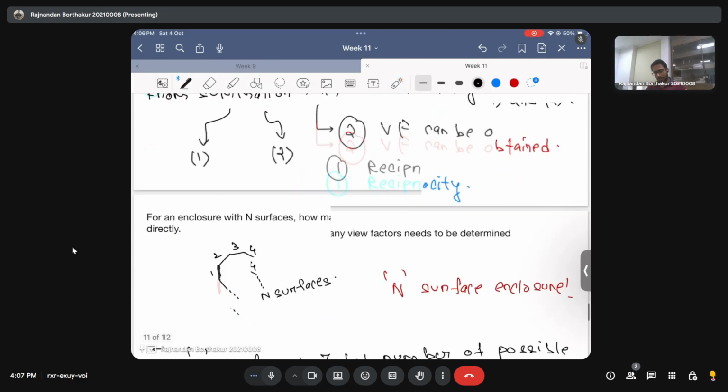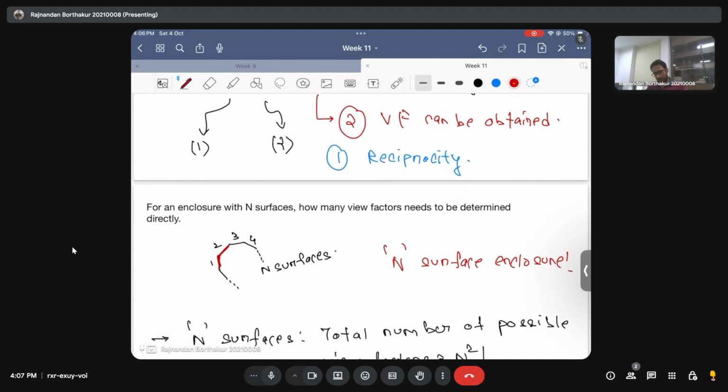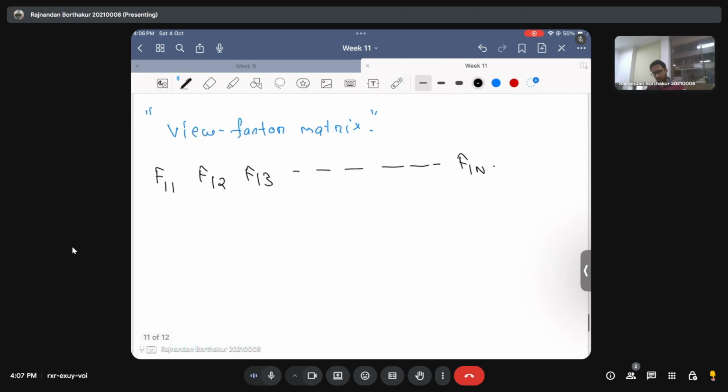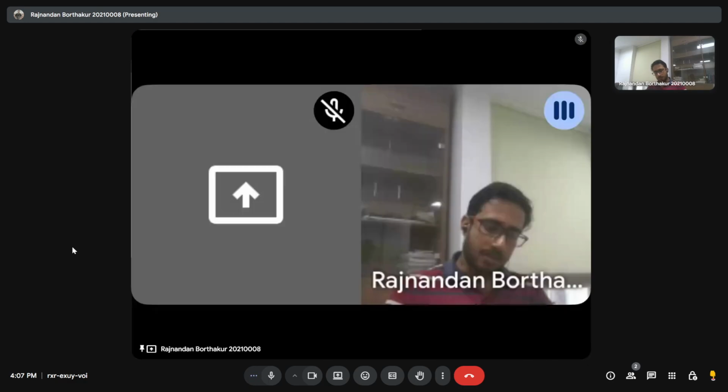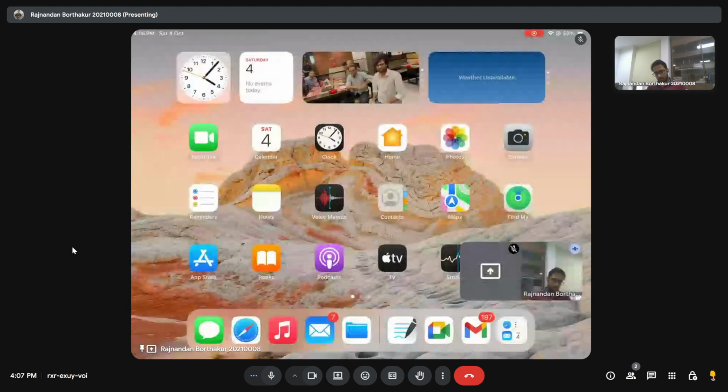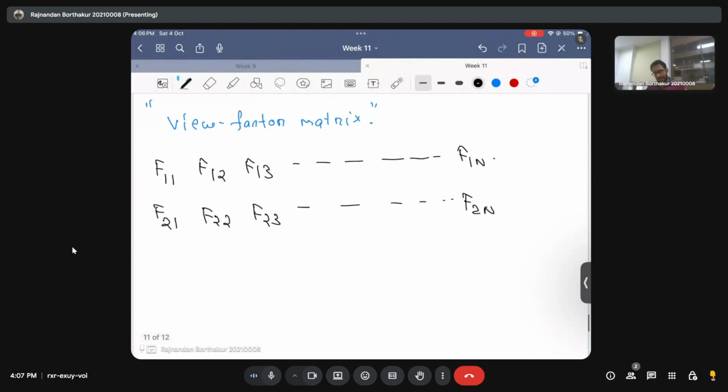Similarly, if I now pick the second surface, let's say this surface, the total number of possible view factors that I can form is going to be f21, f22, f23, and this is also going to extend up to f2n. And I can extend this for the third surface as well, which is going to be f31, f32, f33, and this will continue up to f3n.